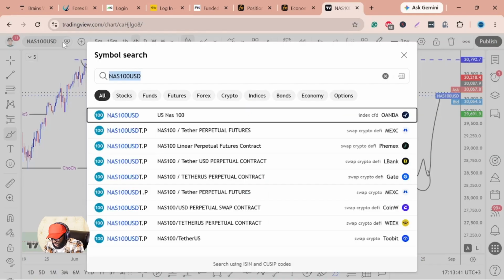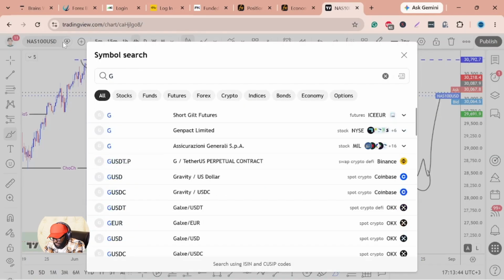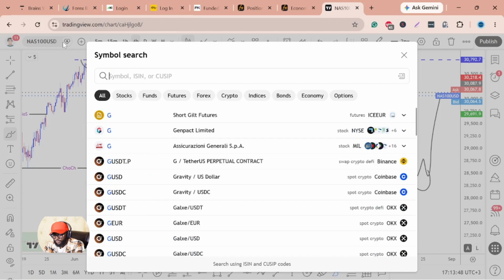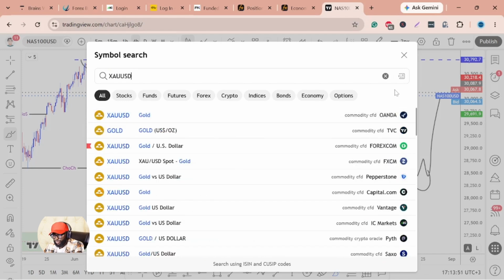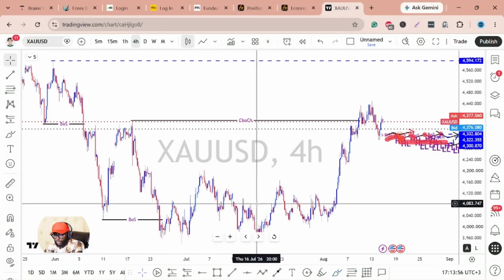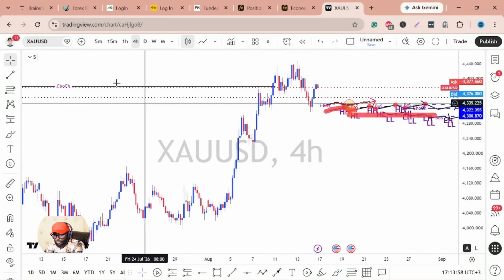Now that is it for NAS 100. So on NAS 100, you can position yourself for sells short term before we jump over to the buys once price tags that demand zone. Now let's look at gold. Let's look at gold.